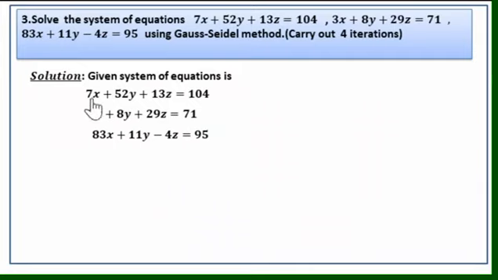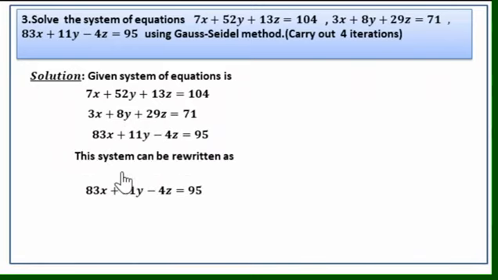If you look at the coefficients of x in all the 3 equations, in the third equation the x coefficient is larger compared to the other 2 equations. So this third equation becomes the first equation. Next we look at the terms containing y of all the 3 equations. 52y has the highest coefficient of y, so the first equation becomes the second equation, and the second equation contains the largest coefficient of z. So this will be our last equation.